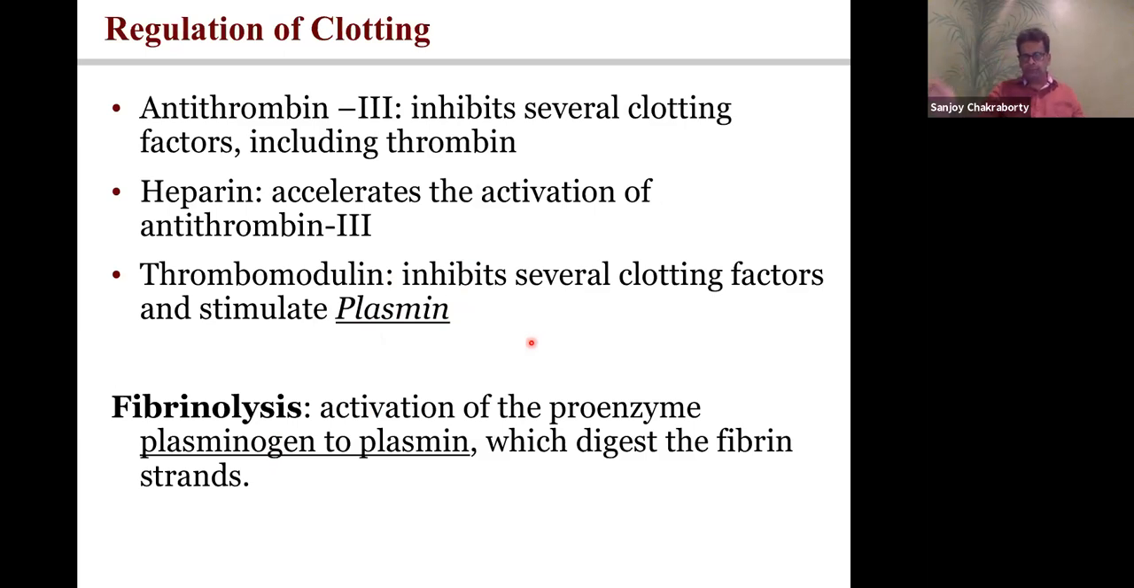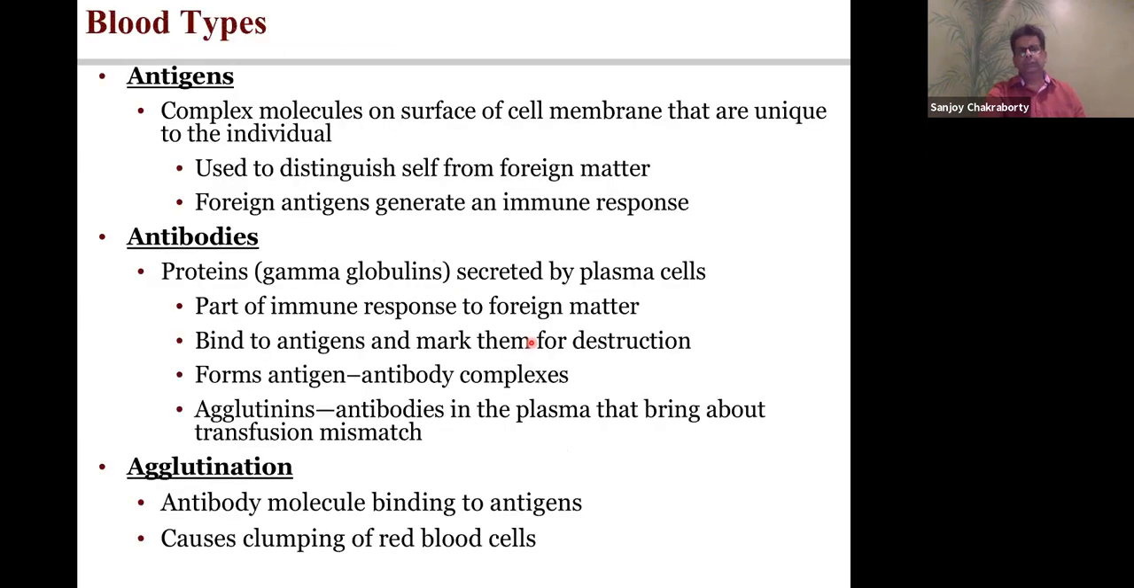So now we are at the final stage, which is the blood types. Blood types, I'm sure you have heard about that, like type A blood, type B blood, type O, and all these words. But what are these? This is the part you have got to understand. There are two words we commonly use: antigen and antibody.